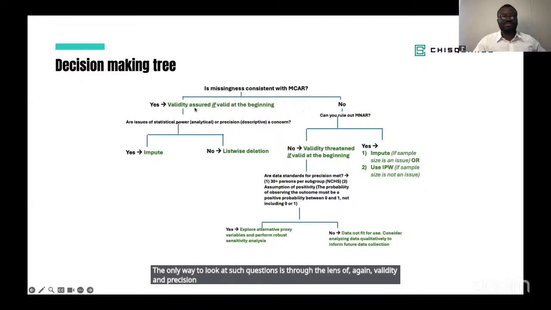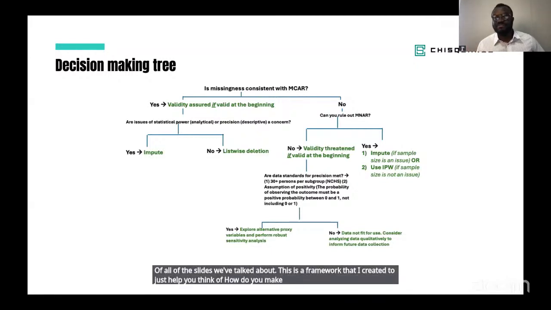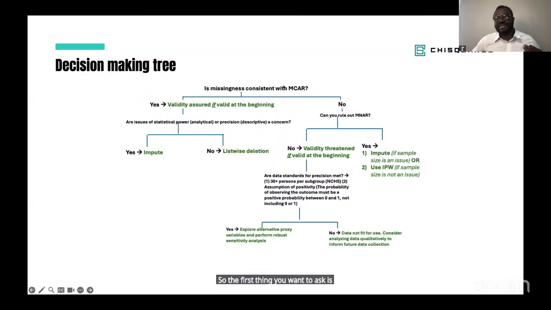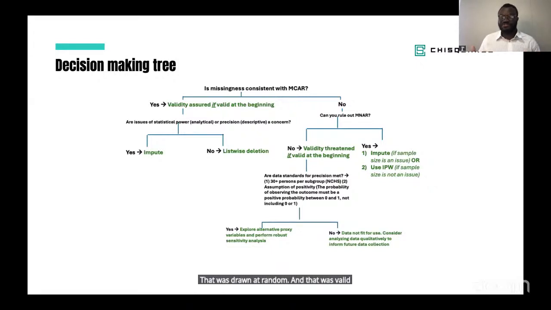So here is the most important slide of all of the slides we've talked about. This is a framework that I created to help you think about how to make decisions in relation to missingness. The first thing you want to ask is, is missingness consistent with MCAR? That's the first question. If the answer is yes, then you can assume that validity is assured if the data were valid at the beginning. So that means that if you had a data set at the beginning that was drawn at random and that was valid, you can assume that it's still valid, even though you have missing values. Why? Because the missingness is consistent with MCAR.